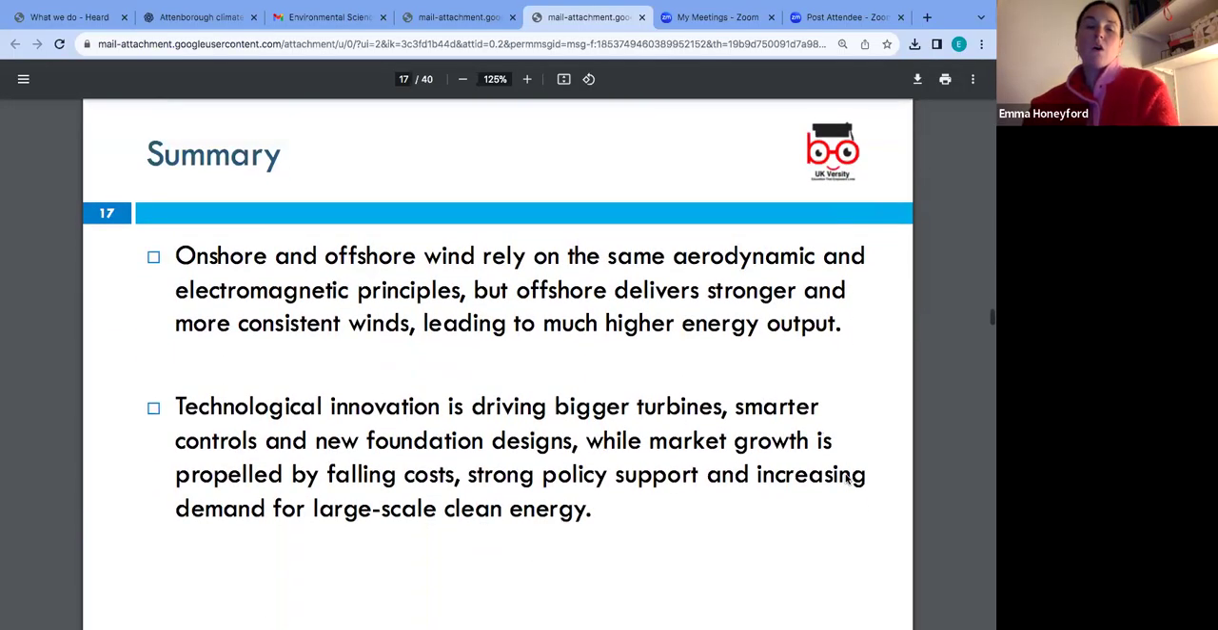So to summarise, onshore and offshore wind rely on the same aerodynamic and electromagnetic principles, but offshore delivers stronger and more consistent winds, leading to much higher energy output. So the technology innovation is driving bigger turbines, smarter controls and new foundation designs, while market growth is propelled by falling cost, strong policy support and increasing demand for large-scale clean energy. So you can see there the different kind of factors that have really seen offshore wind take off.